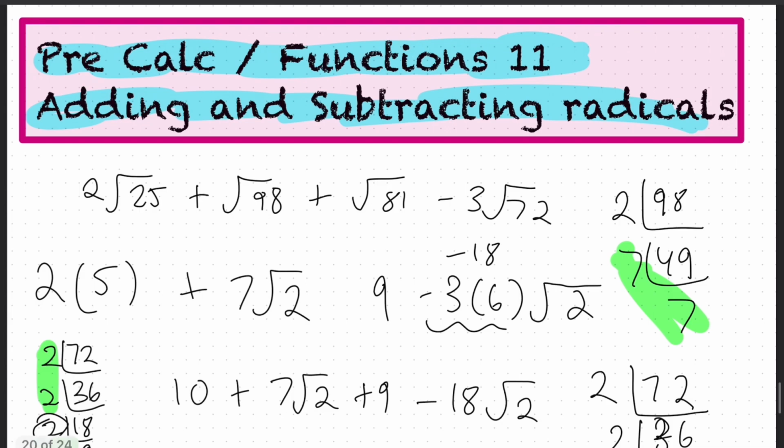So 10 plus 9 is 19, plus 7 minus 18, which would be negative 11, root 2, and I'll just get rid of this plus. So that would be our final answer for this one. Okay, good.